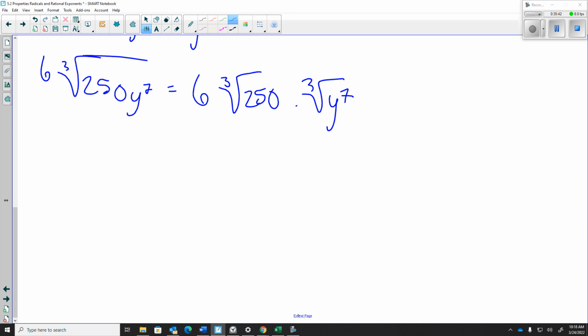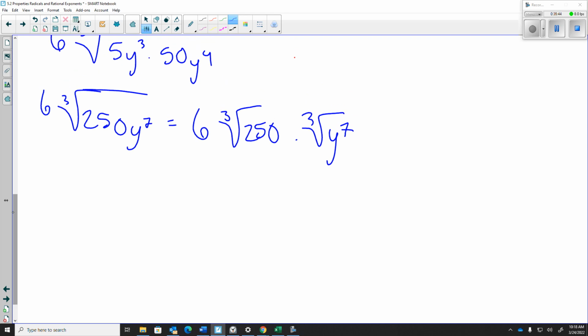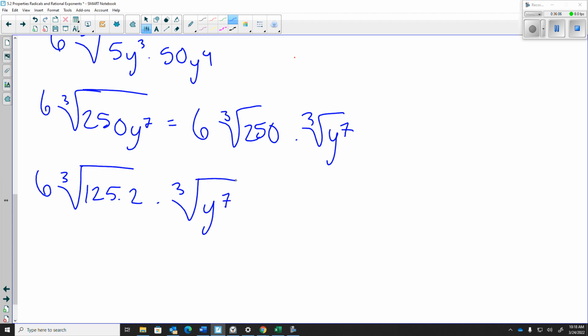25 goes into 250, but we need cubes, right? 25 is a square. But 125 goes into it, right? So I can write this as 6 times the cube root of 125 times 2 times the cube root of y to the 7th. And what's the cube root of 125? Okay, so it's 6 times 5 cube root of 2.